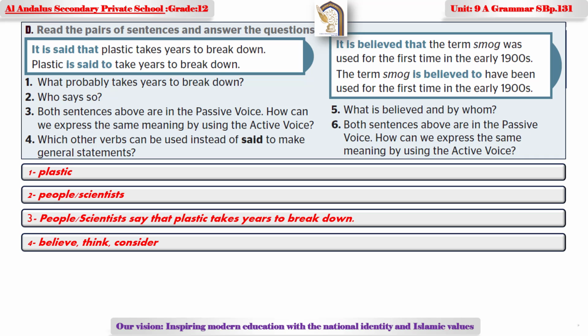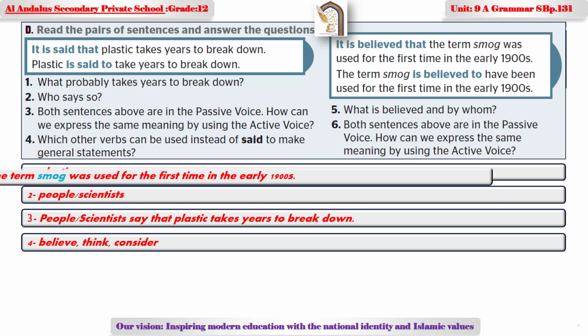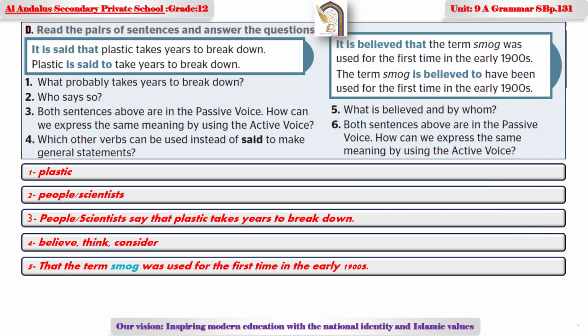Now we can move on to the following pair of examples. It is believed that the term smog was used for the first time in the early 1900s. The term smog is believed to have been used for the first time in the early 1900s. Now, question 5. What is believed and by whom? Yes, this is a reasonable answer. It is believed that the term smog was used for the first time in the early 1900s.